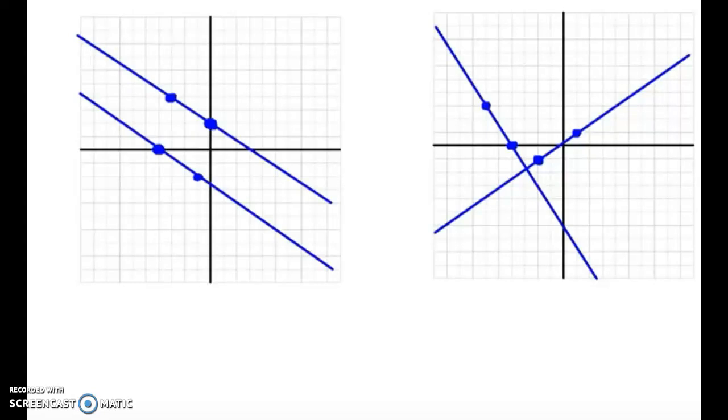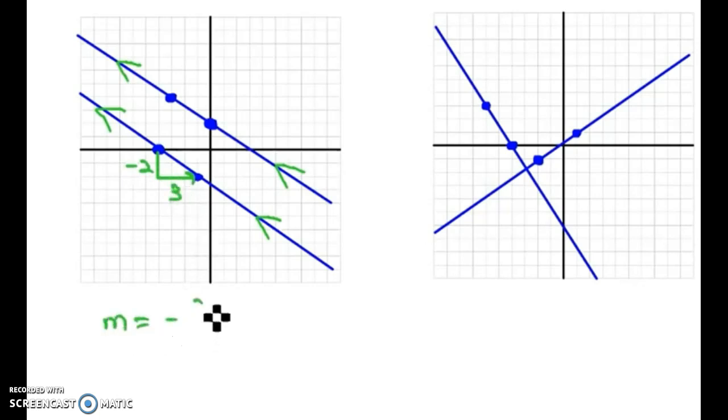Look at the relationship between parallel and perpendicular lines on a coordinate grid. Let's take a look at the slope of these parallel lines. Parallel lines are lines that go on forever and never intersect. Notice this first line has a slope of down 2 over 3.